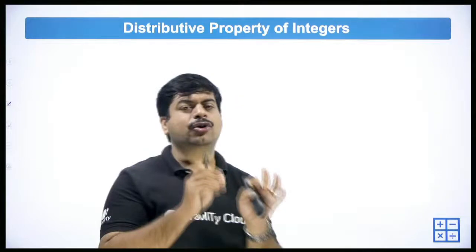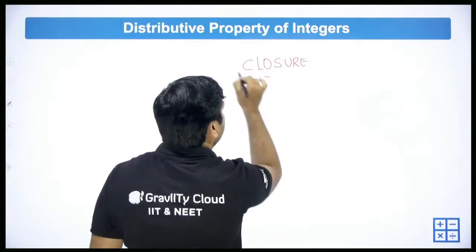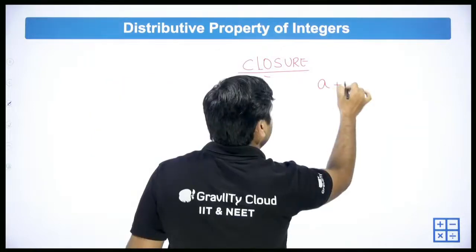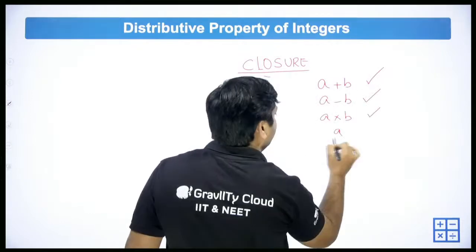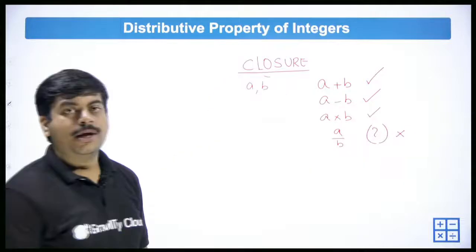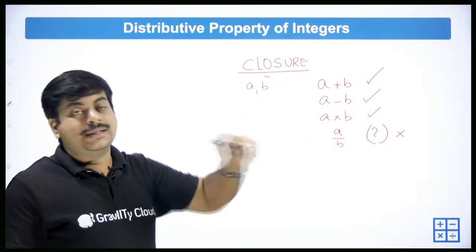When we take the closure property, if you have two numbers A and B, both being integers, A plus B is also an integer. A into B is also an integer. A divided by B may or may not be. So the closure property is not valid for division.